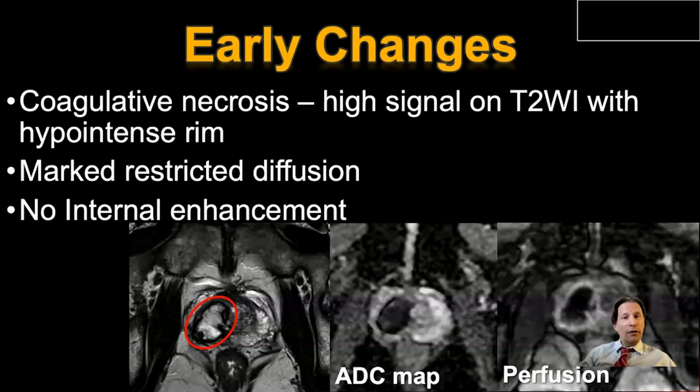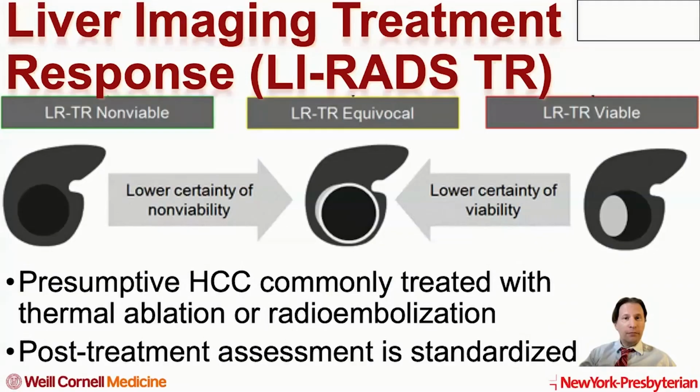We should also consider that there are early changes in the first few weeks where we see coagulative necrosis. This means high signal on T2-weighted imaging with a hypointense enhancing rim and internally restricted diffusion, similar to what we would see in an abscess. Again, absent internal enhancement early on.